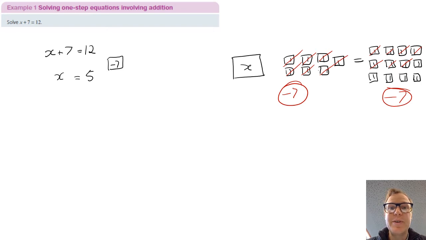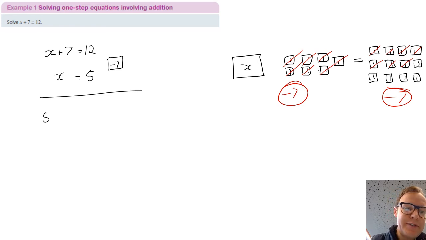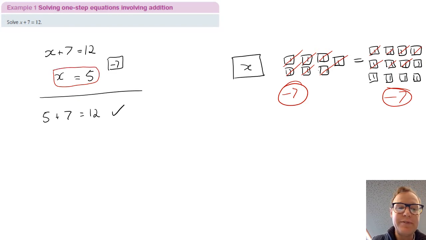What I should do is substitute it back in and make sure it makes sense. So underneath that, I can go 5 plus 7 equals 12, tick. I can give myself a bit of a check. What I've done there is I've taken my answer for x, 5, and substituted it in for x.